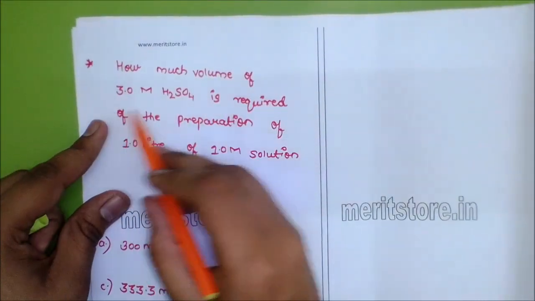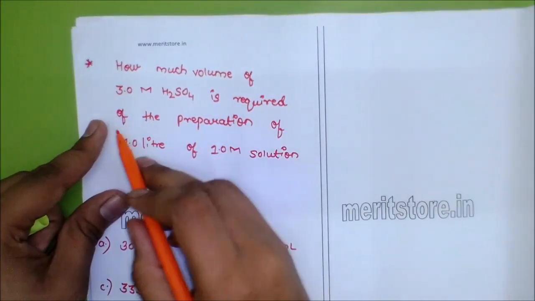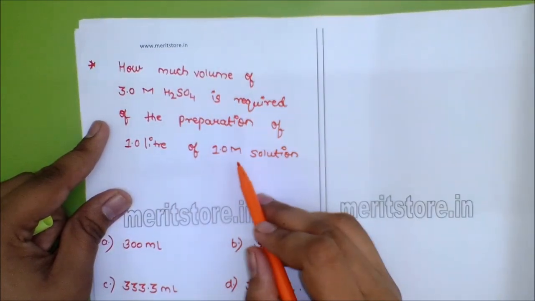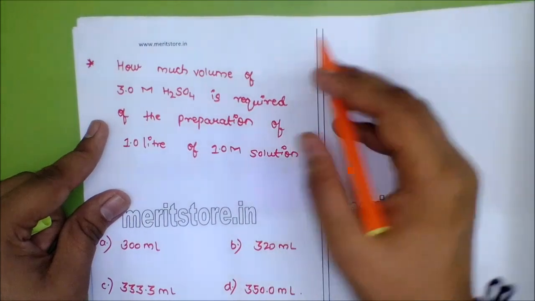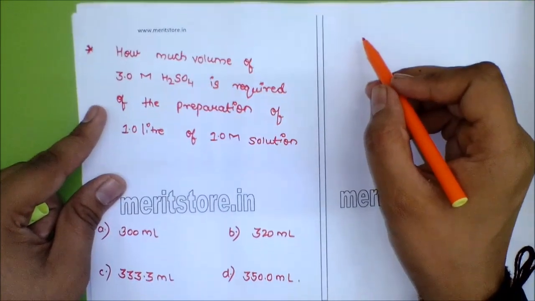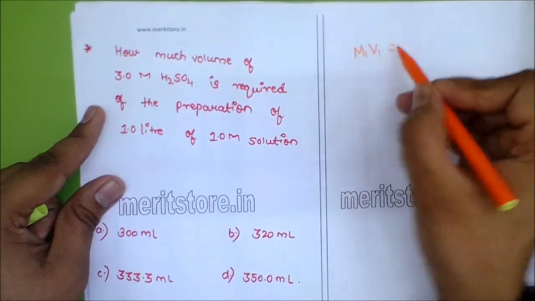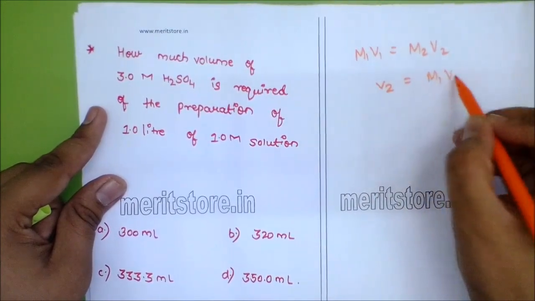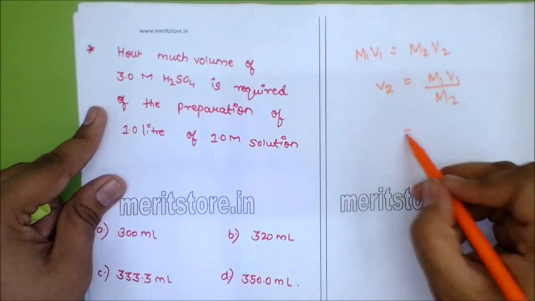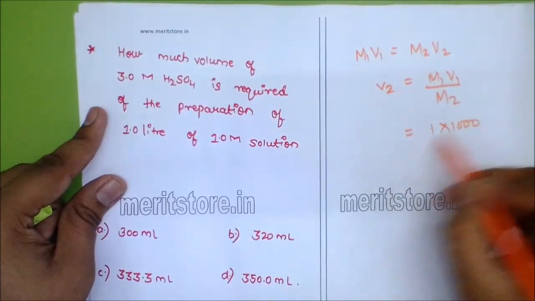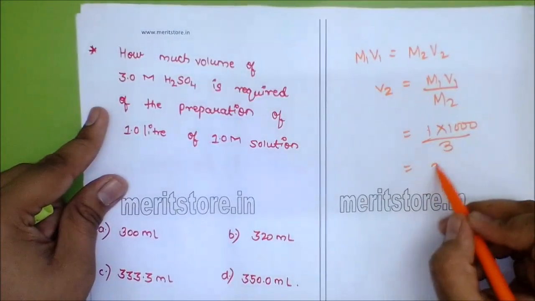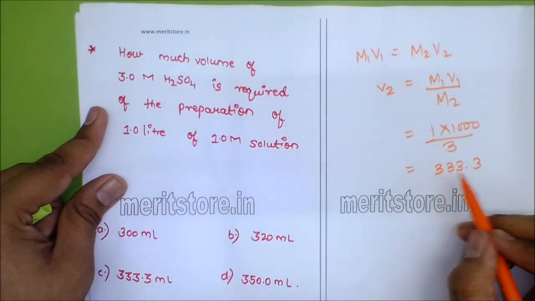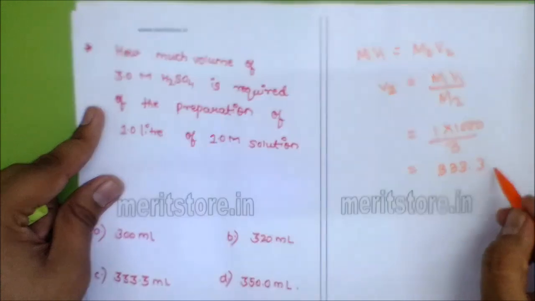How much volume of 3 molar H2SO4 is required for the preparation of 1 liter of 1 molar solution? Now we know the relation between the volume and the molarity, that is M1V1 is equal to M2V2, where V1 is equal to M2V2 upon M1, which is 1 into 1000 upon 3, which on solving we get 333.3 ml.